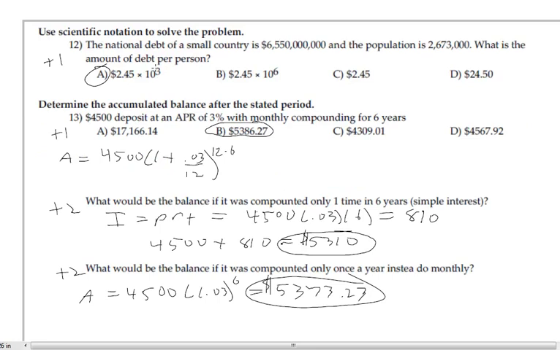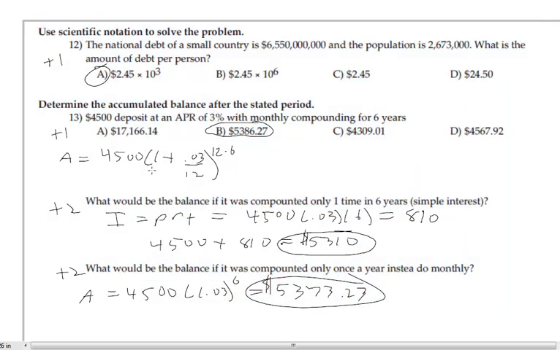12. Just take 6,550,000,000 divided by the population, and you get like $2,450, which in scientific notation is A here.